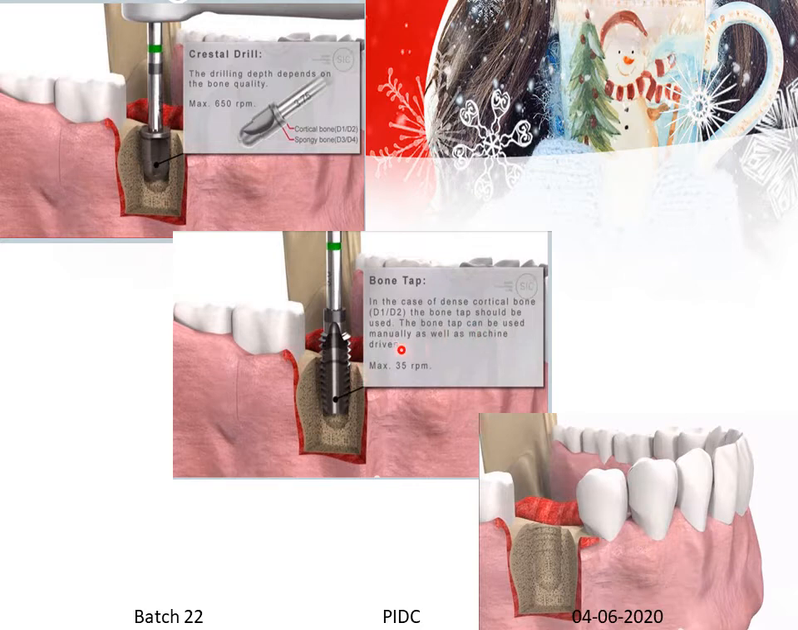The bone tap can be used manually, and machine driven is also available. Followed by which you could see here that there are certain small threaded structures on your prepared implant site. This is to facilitate a proper and easier insertion of your implant.